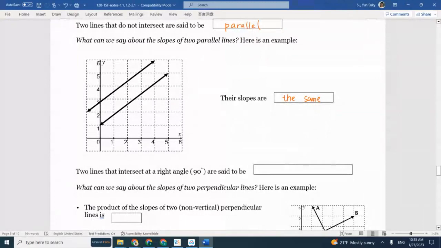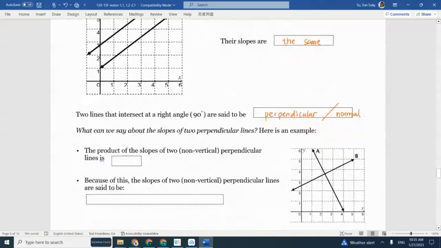Two lines that intersect at a right angle are said to be perpendicular. Sometimes we call it normal. And what can we say about the slope of two perpendicular lines? Do you remember the product of the slopes of two perpendicular lines is negative 1? Yes, you remember that? Negative 1.